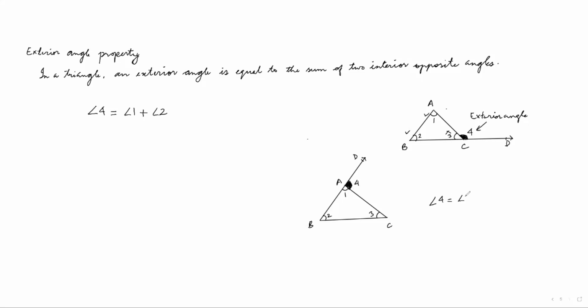So this is equal to angle 2 plus angle 3 for this figure. Angle 4 is equal to angle 2 plus angle 3. So with this concept, we are going to solve a few more questions of the exercise, and I hope you won't find it difficult. So let's see a few questions.